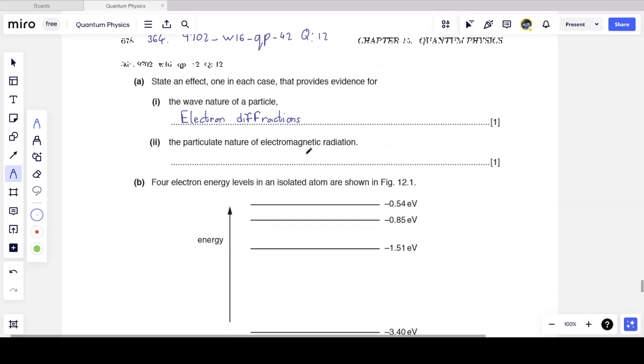On the other hand, can we state an effect that provides evidence for the particulate nature of electromagnetic radiation? Well, I just mentioned one, the photoelectric effect. The photoelectric effect is one, Compton scattering could be another one.